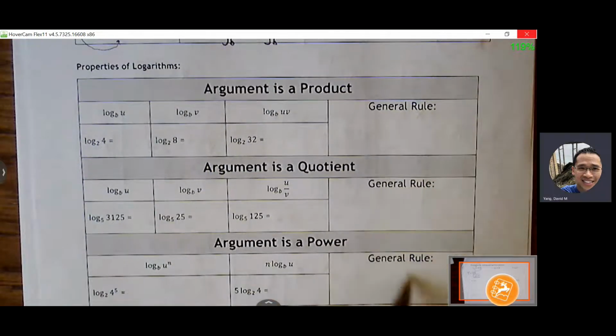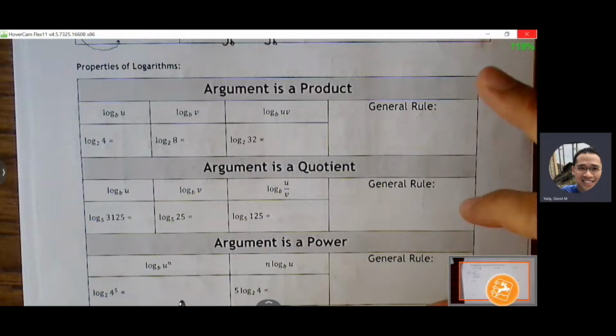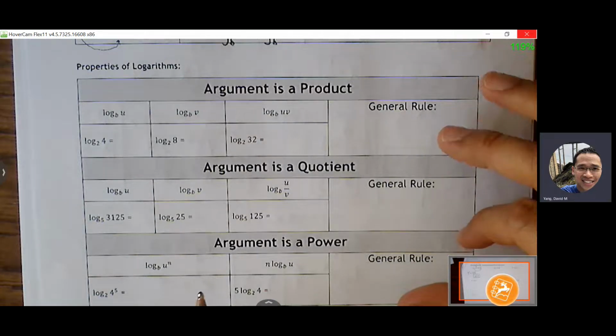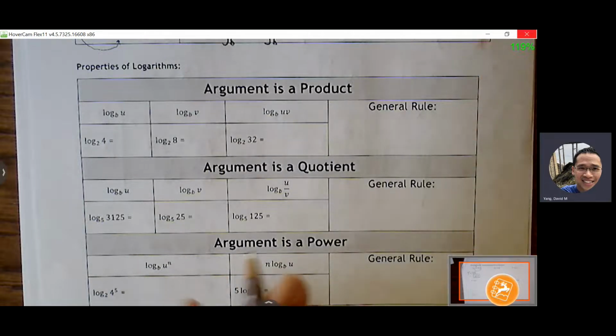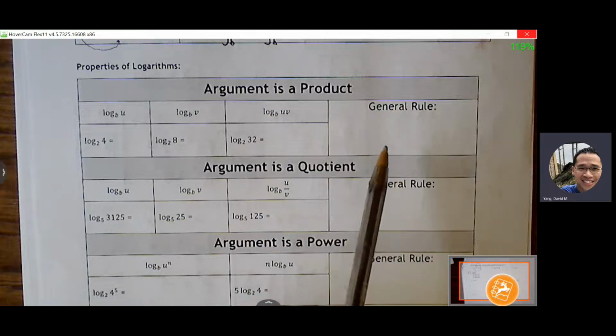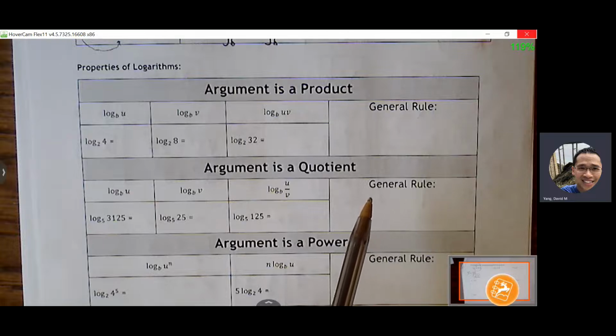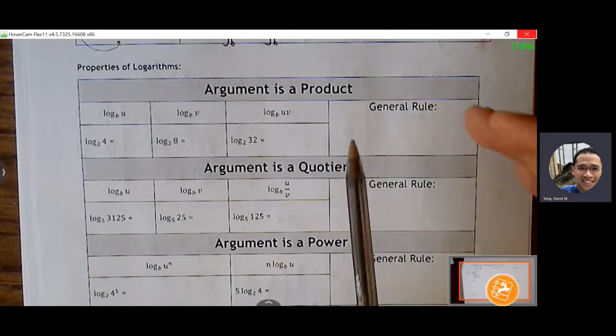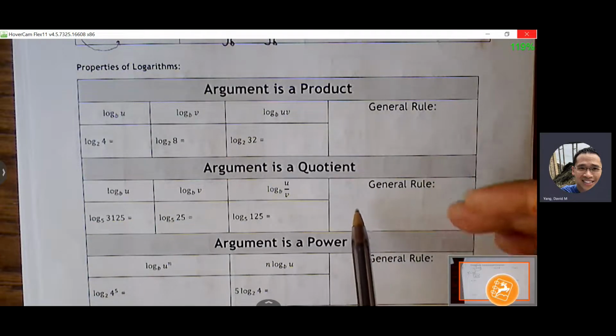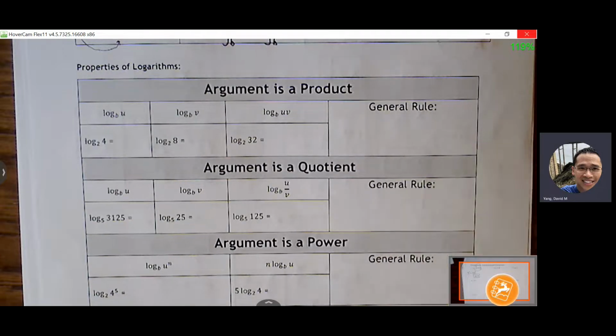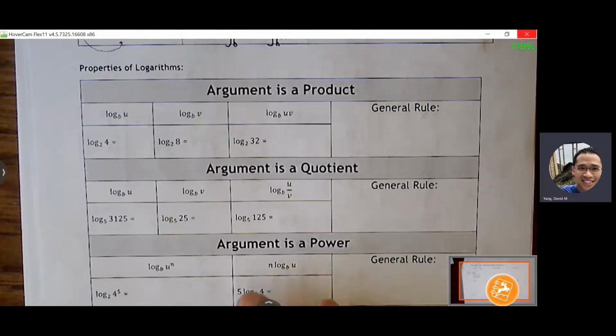Okay, we have 3 properties that we're going to be using. We're going to stay in logs for these properties. We're not going to convert to exponential form, but it's nice to know these properties. You know how with exponential property, there is that relationship between multiplication and addition? Same thing here. We're going to see that relationship here. And also, remember with exponents, we see this relationship between subtraction and division. Same thing here. Okay, so here are the properties.